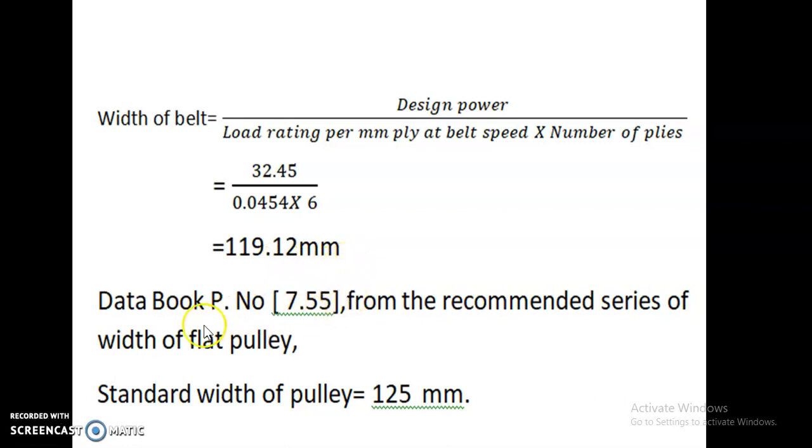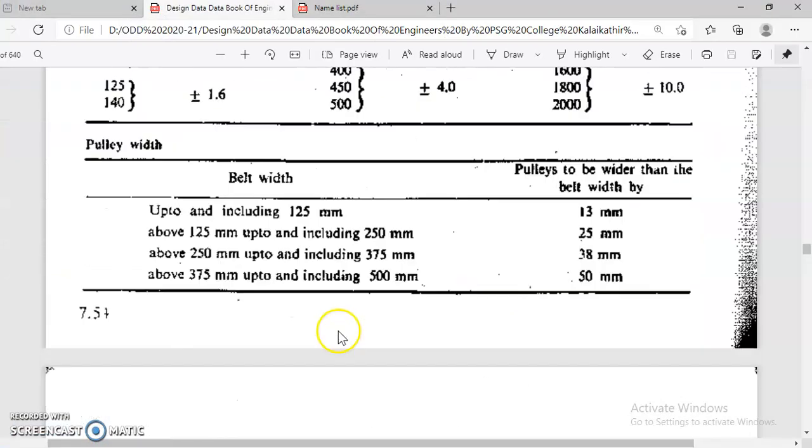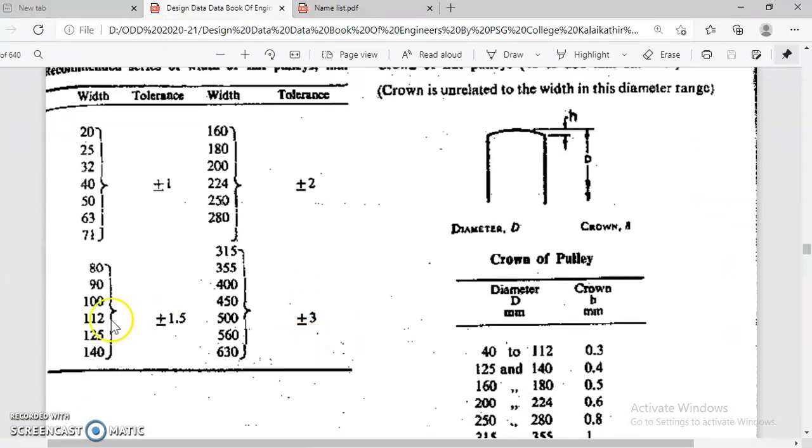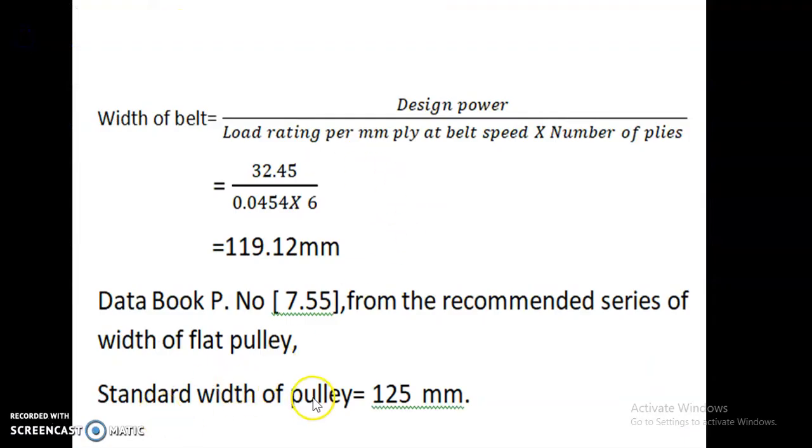From the data book page number 7.55, from the recommended series of width of flat pulley, standard width of belt, not pulley, standard width of belt from the data book. Standard width of belt is, here it is coming as 119. So the next highest value is 125. So the belt width is 125. Belt width is taken as 125. Standard width of belt is 125 mm.